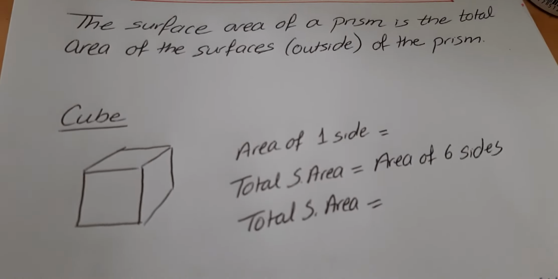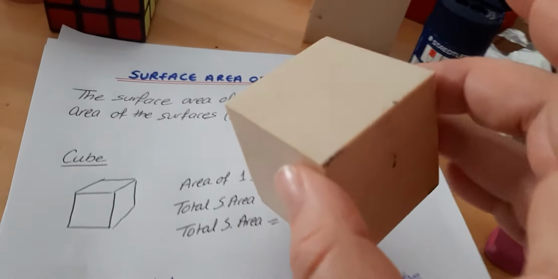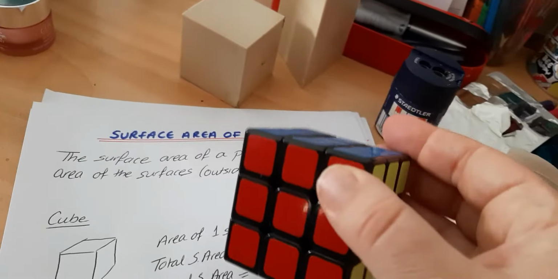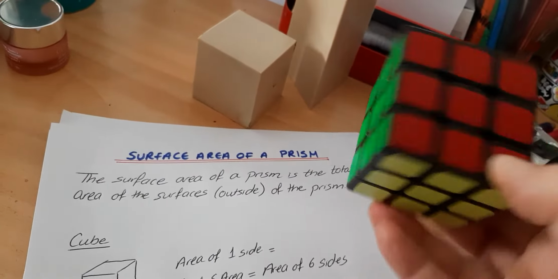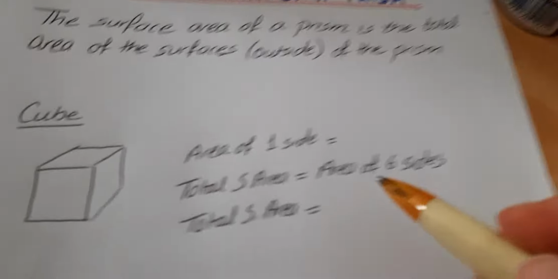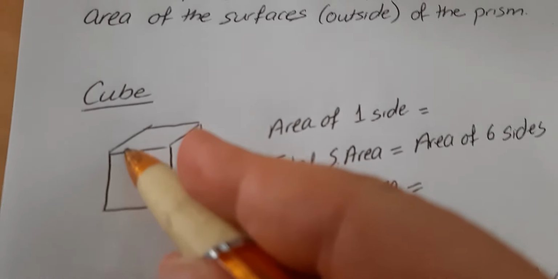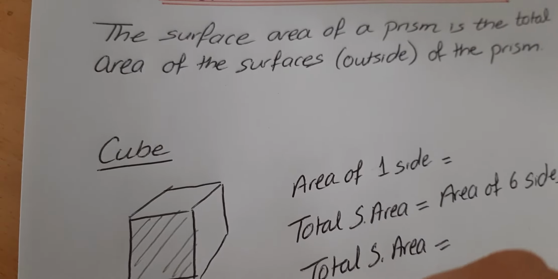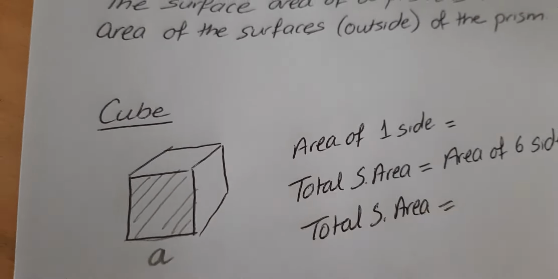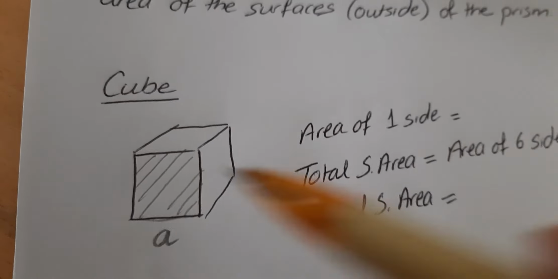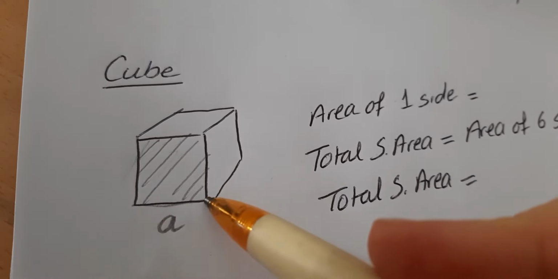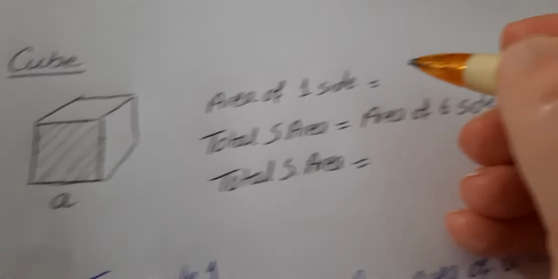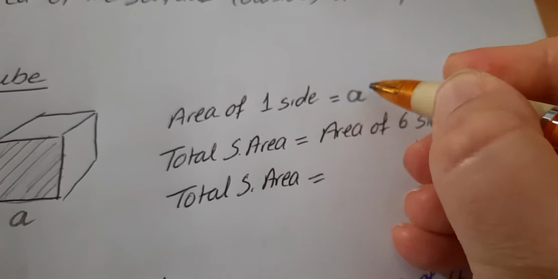If we're looking at a cube, all the sides are the same. They're all square, like this Rubik's cube. Now let's say we're trying to find the area of one side, and let's say the side length is A. If the side length is A, then the area of one side, which is a square, would be A times A, which is A squared. So the area of one side is A squared.